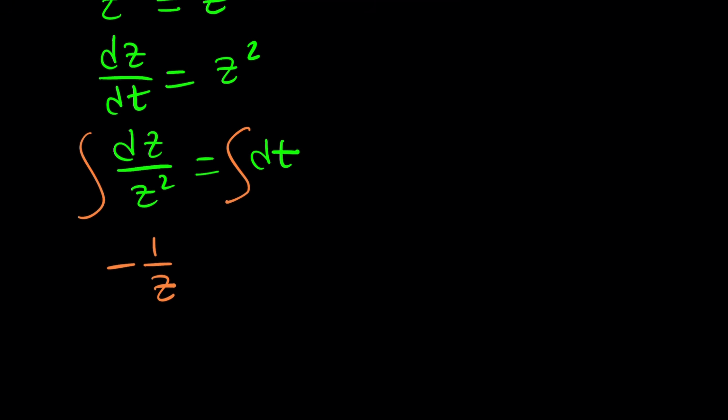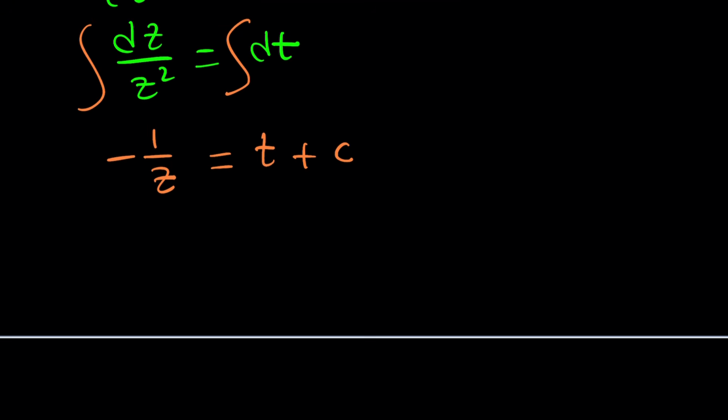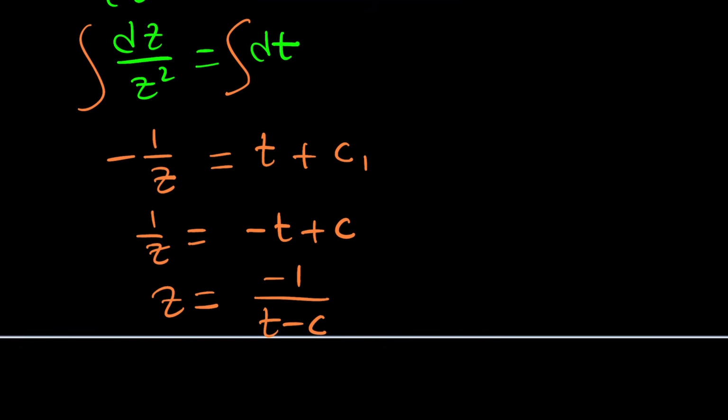Good, great. So it's good to know. What about dt? That's going to give you t. Do not forget the constant, right? Great. So we can actually solve for z. First of all, you can multiply both sides by -1. But guess what? Since the constant is arbitrary, you can absorb the sign. Let's call it C1, so this becomes -C1, but I'm going to call that C. Does that make sense? Then by reciprocating, flipping it upside down, you get something like -1 over t minus c. By the way, if you left it that way, that would be okay too. So no big deal, okay?